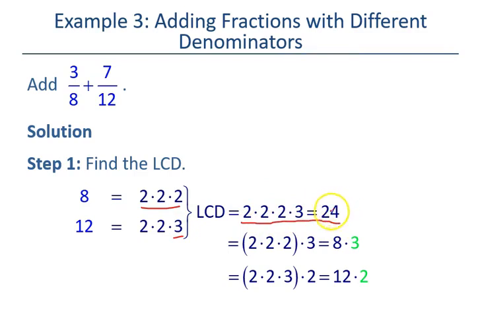Great. Now what we need to do is notice here that we've got this 2 times 2 times 2, but I've got this 3 down here, which is going to give me 8 times 3. Here, 2 times 2 times 3, but notice I don't have this 2 down here, so I need to take this 2 and bring it down here, which gives me 12 times 2. There is an easier way to think of this.